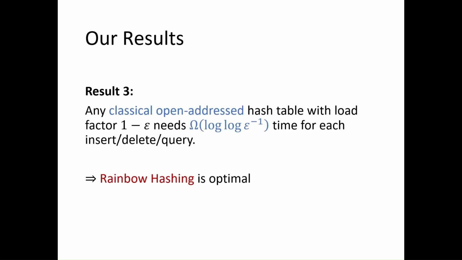Our final result is a matching lower bound. It says that any classical open address hash table should incur log epsilon inverse time for these operations when the load factor is 1 minus epsilon. This means that our hash table is optimal, and this completely resolves the basic question for classical open addressing.